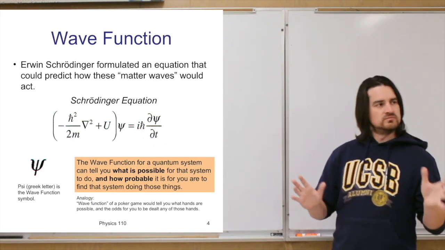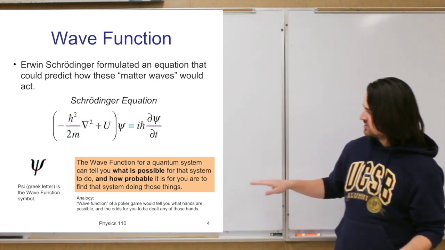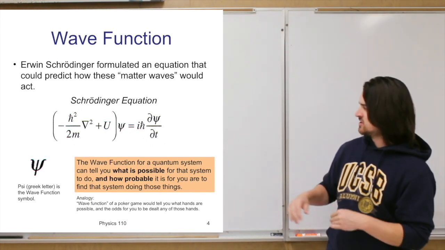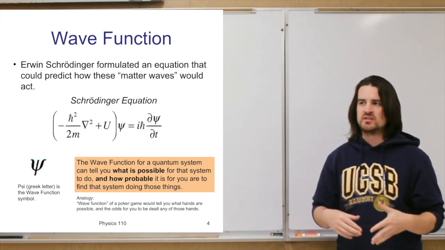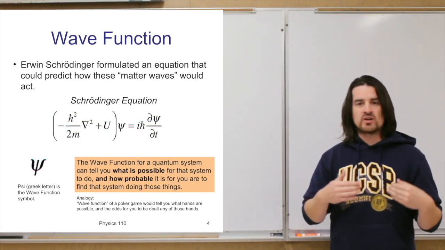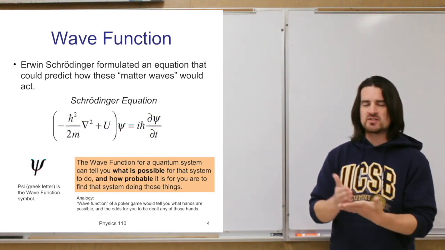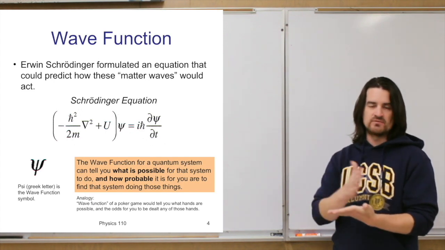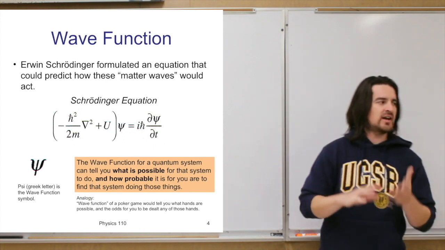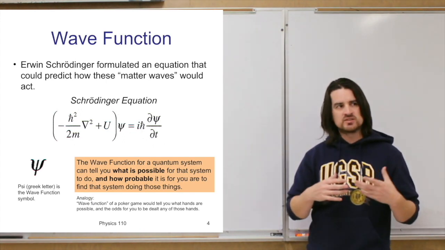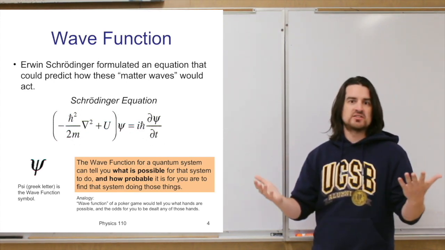So a lot of confusing or abstract ideas there. A decent analogy, though not a perfect one, is to imagine the wave function of a poker game. It would describe all the different hands that are possible in a poker game and how possible it is that you're going to be dealt any of those hands at a given time. It's a very abstract idea, but it is what is able to describe subatomic entities.